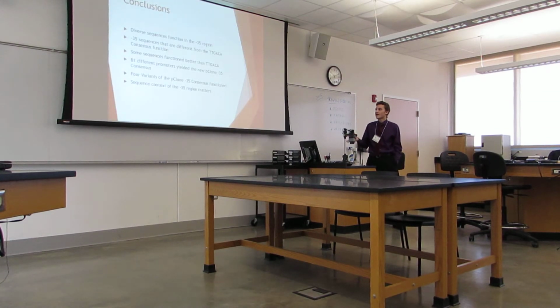A couple conclusions I drew. Sequences that are different from the published TTGACA still function and function similarly. Some sequences actually function better than the original TTGACA. 81 different promoters yielded the new p-clone -35 consensus. All 4 variants of my p-clone -35 consensus function at some level. The sequence context of the -35 region matters more than I initially thought it would.